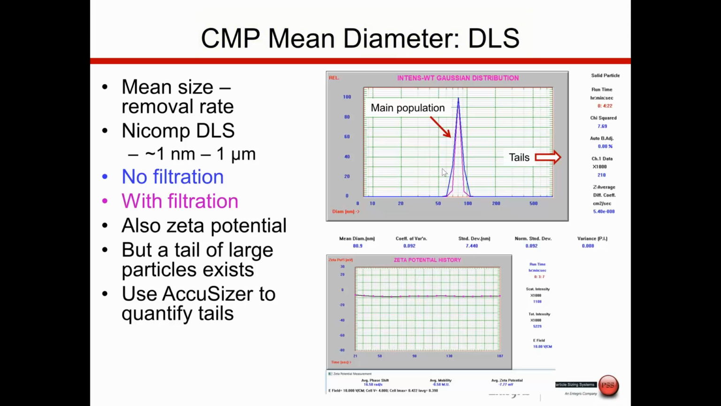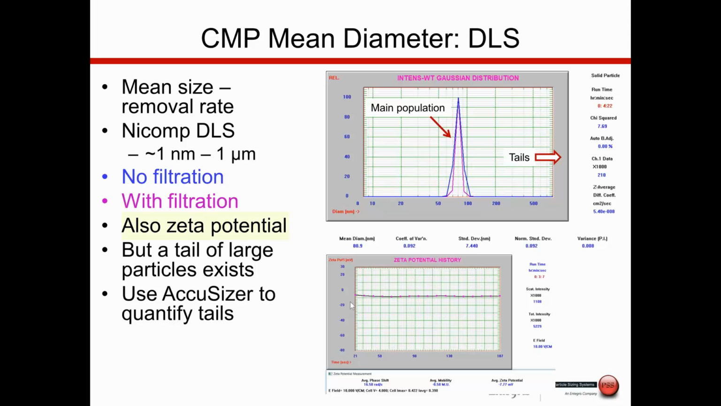What we use, using dynamic light scattering, or people also sometimes use laser diffraction, to define the main population of CMP slurries, is we see they're down here at about maybe 100 nanometers. But there are also particles present that we call the tails up here, greater than maybe 0.5 microns. These ensemble light scattering techniques, such as dynamic light scattering or laser diffraction, don't really have terrific sensitivity to the tails. That's what we use the AccuSizer for. But the NICOMP DLS system can be used to look at this main population.